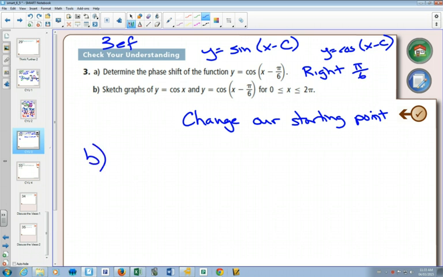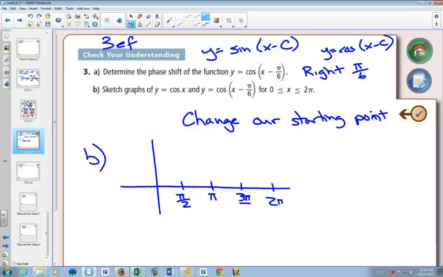So for our graph, again, in this case, we're going to graph our parent graph first. So what does cos look like? Well, it has a period of 2 pi, so we're going to mark those values down. Has a maximum of 1 and a minimum of negative 1, because the amplitude is still 1 in this case. And we're going to draw it temporarily with a dotted line. That's our regular cos graph.